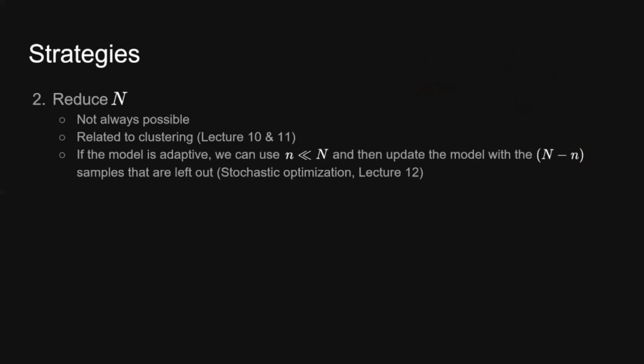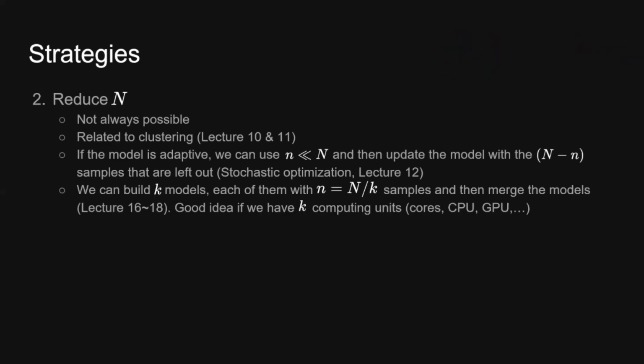Especially if your model is adaptive, then you could also try to choose a strategy where you can iteratively update your model as the stream of data comes in. So the idea is you first train a model with a small number of data, and then for the rest of the data set, you gradually update the model by adding samples one by one. Okay, so we're going to talk about things like stochastic optimization in the future in this course. So those are the strategies that you can apply to reduce the number of n's.